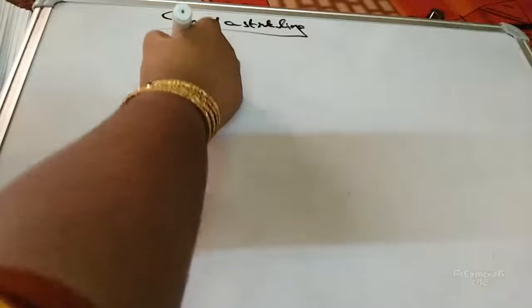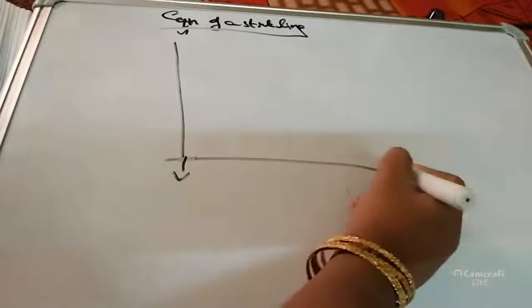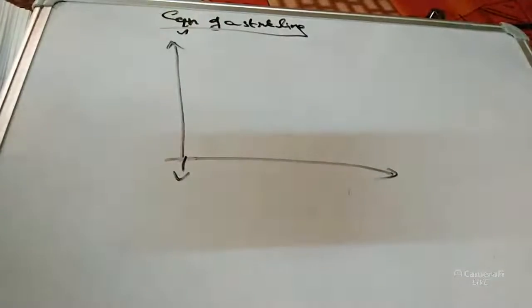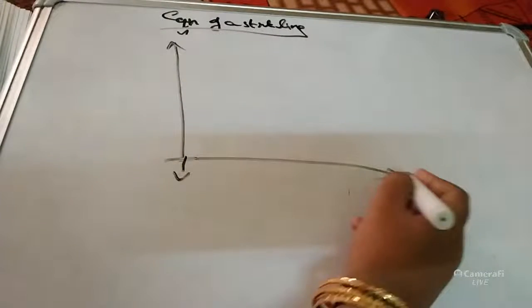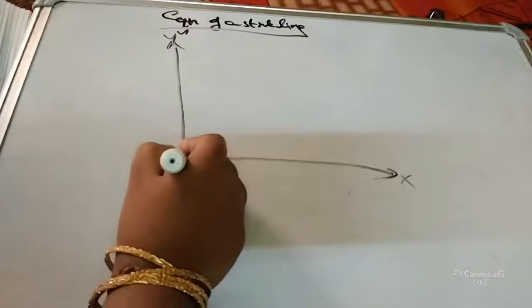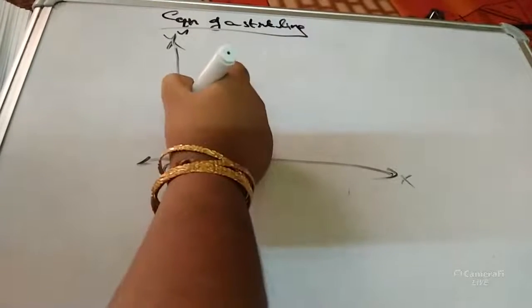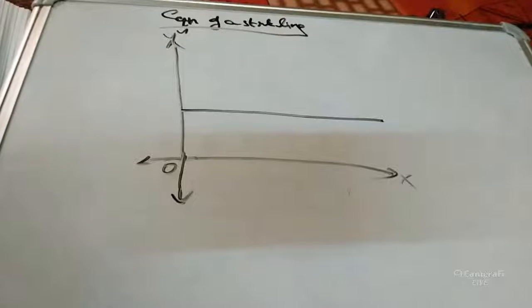Now we are going to see the different forms of the equation of a straight line. First, the equation of a straight line which is parallel to the x-axis. This is the x-axis, this is the y-axis. So if a straight line is parallel to the x-axis, that means this is the straight line.